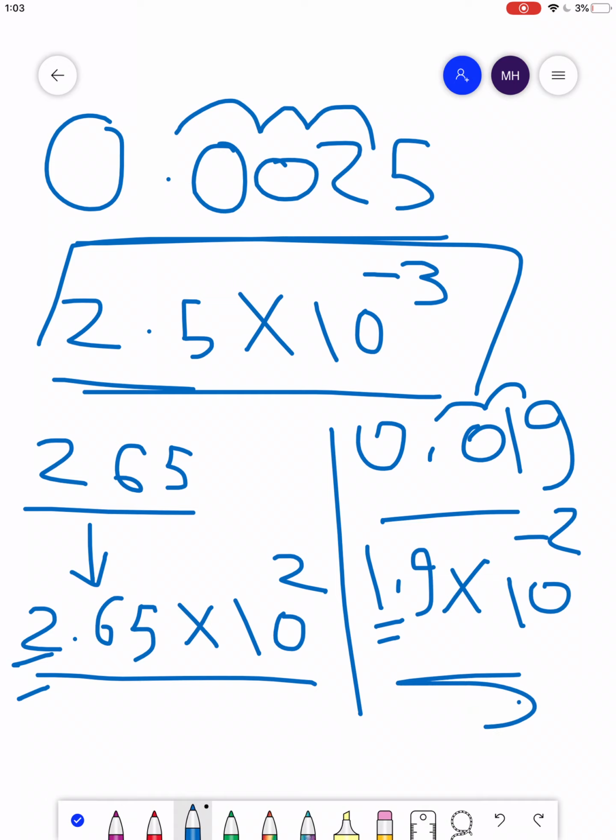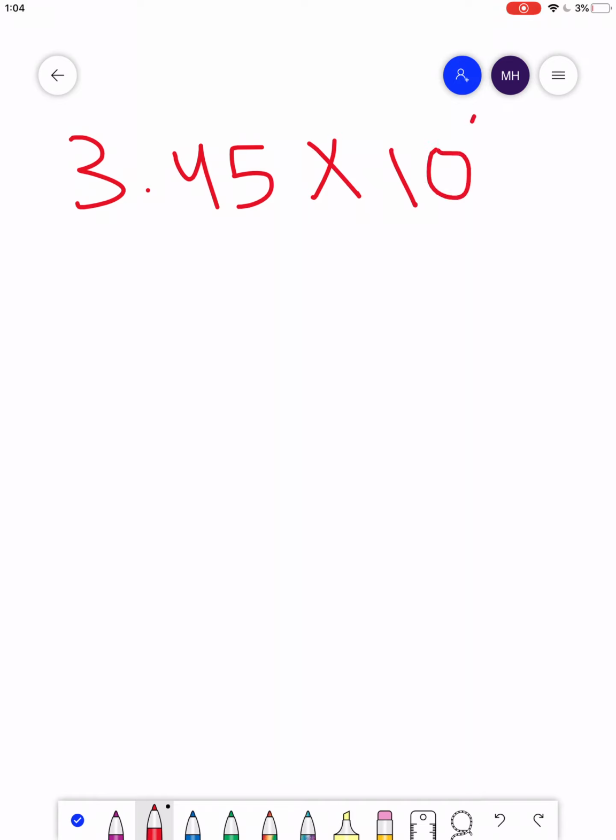Now let me discuss another point. I will do the opposite. If you are given a number in standard form, for example, you have this number 3.45 multiply 10 power 2. This number is in standard form, I want to write it as an ordinary number.